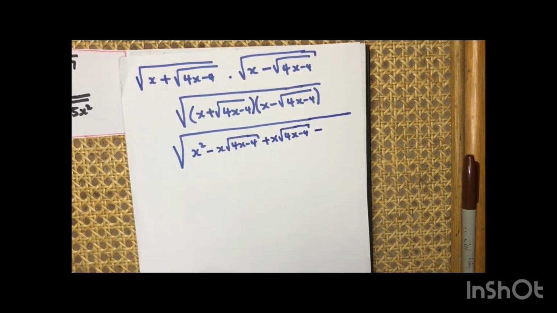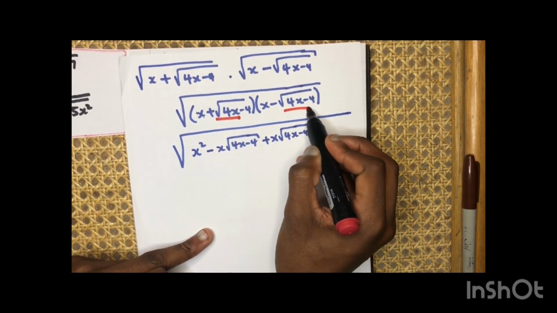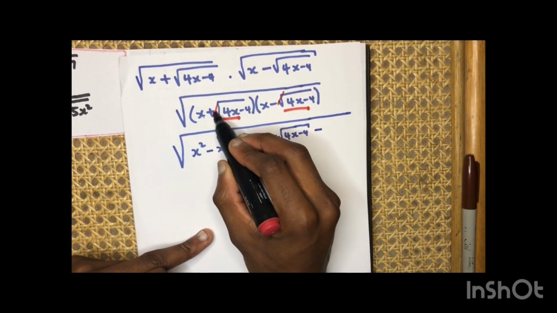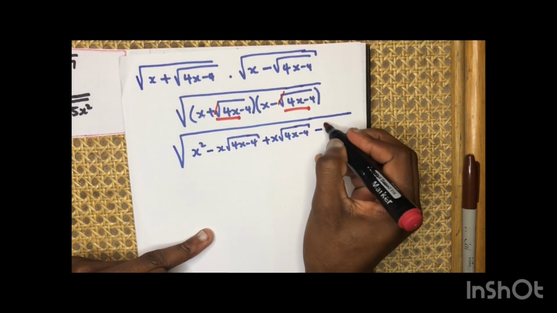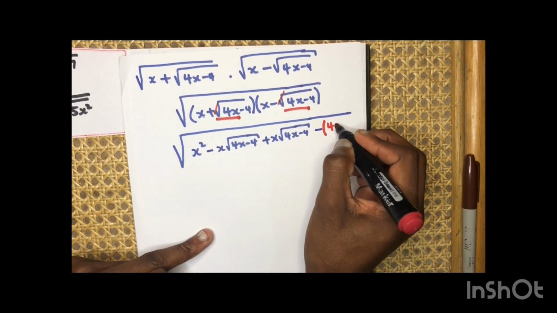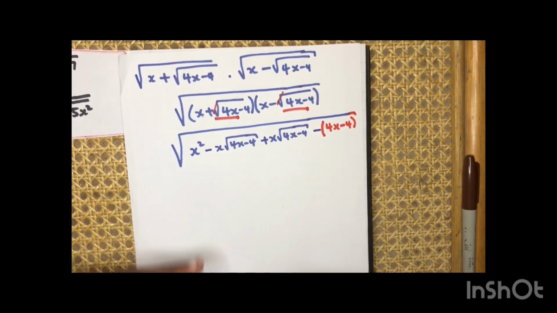But if we say, guys, here, please be with me. If I say root 4x minus 4 times root 4x minus 4, this will cancel out. So we're going to have what is inside. Since there are two terms, I'm going to open the brackets, then put 4x minus 4, then I close the brackets.